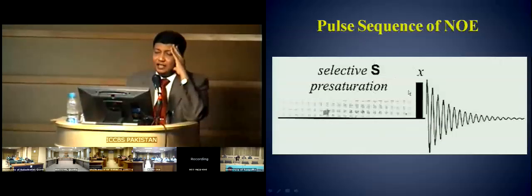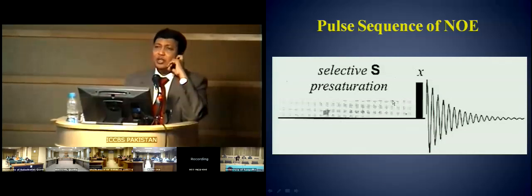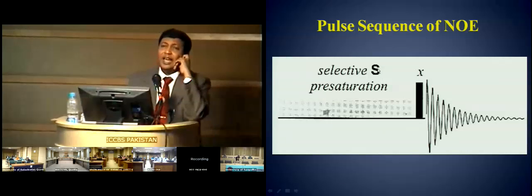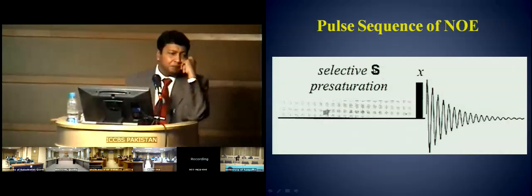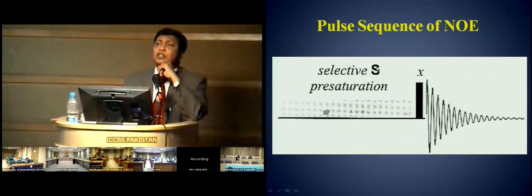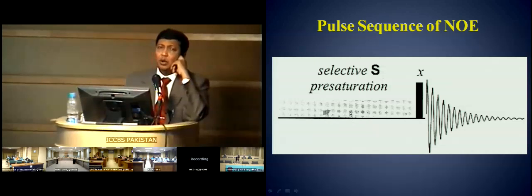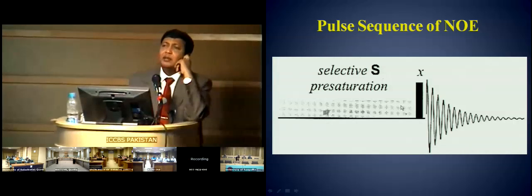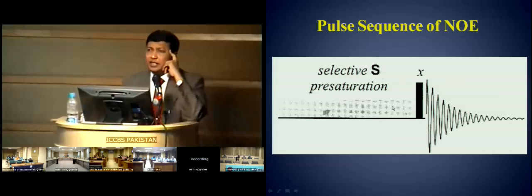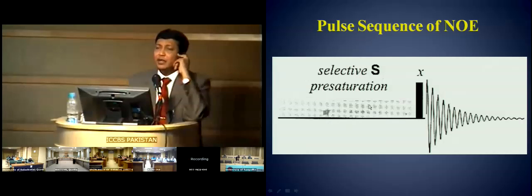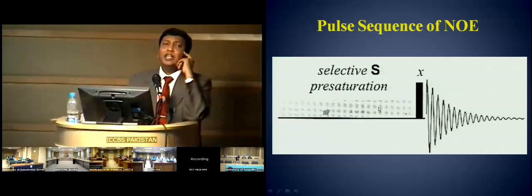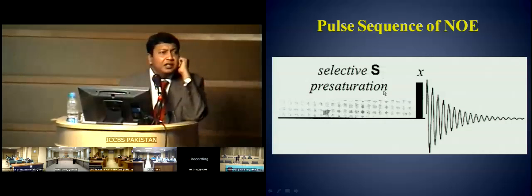But S and I, what you do, you carry out a selective pre-saturation, a soft broad pulse on the S chemical shift. On the chemical shift of S, which is close to I in space, you give a soft, broad pulse for a long period of time. And when you do that, you are making I uncomfortable.